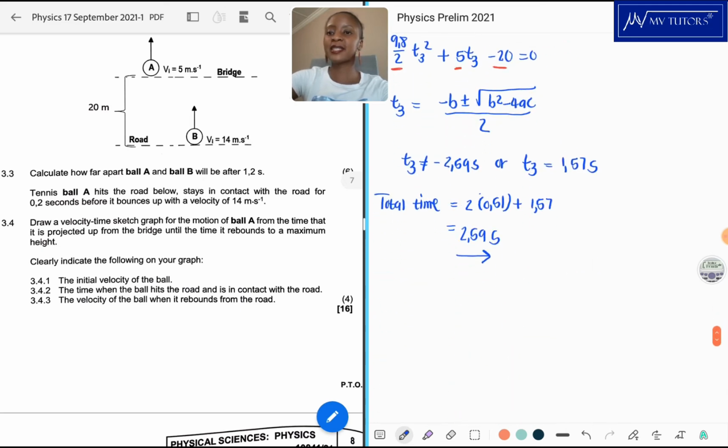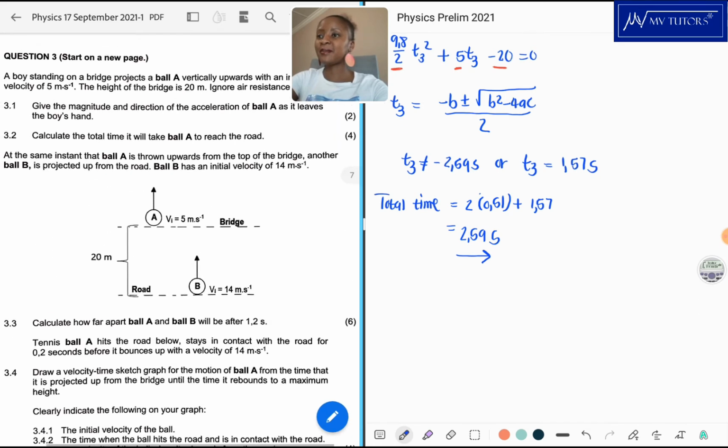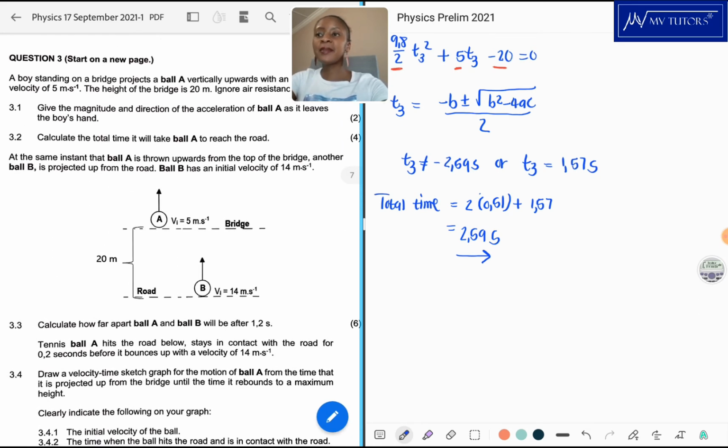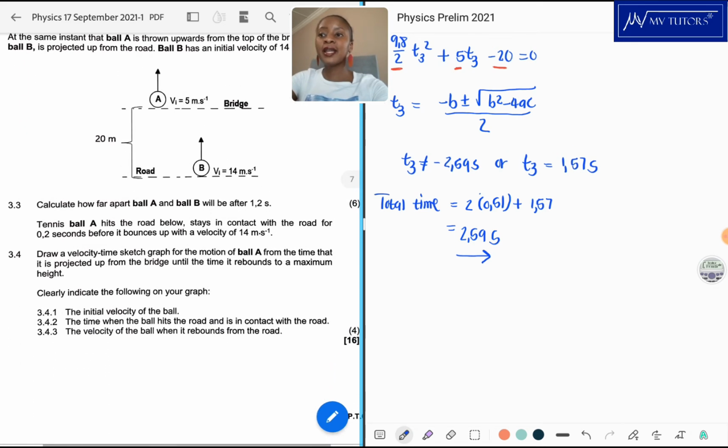So here they've actually sketched for us what is happening. We had A go up with an initial velocity of 5. And now they tell us there's B. Okay, but let's read. It says, at the same instant that ball A is thrown upward from the top of the bridge, another ball B is projected up from the road. Ball B has an initial velocity of 14 meters per second. Now they're asking, calculate how far apart ball A and ball B will be after 1,2 seconds.